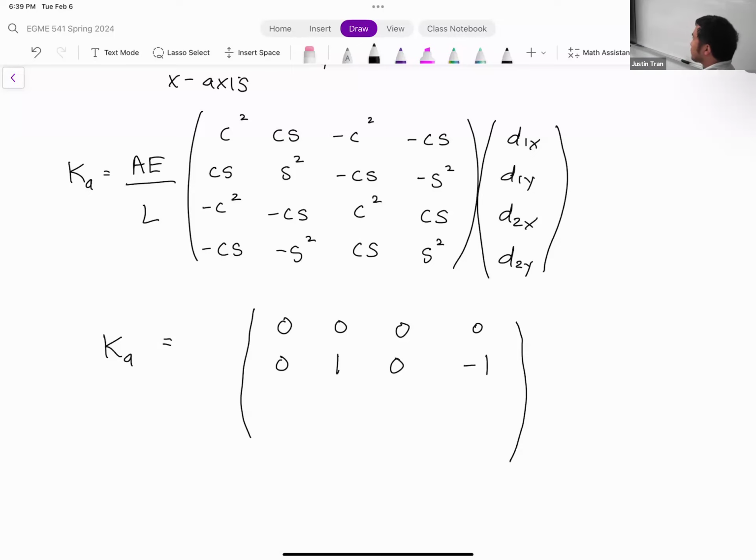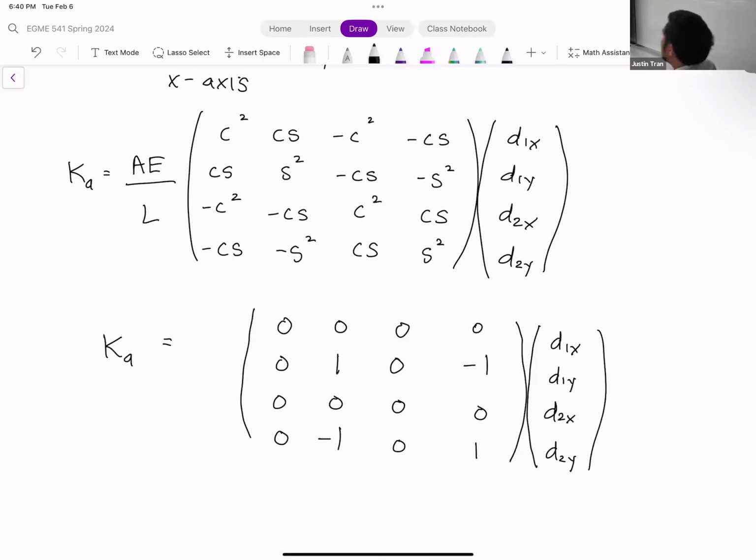The next row in the matrix, you can see, has everything involving cosine, so we know everything in this row is going to be 0: minus cosine squared, minus cosine sine, cosine squared, cosine sine. Everything involves cosine. Then we come to the last row in the matrix. Minus cosine sine is 0, minus sine squared is minus 1, cosine squared is 0, and then sine squared is 1. And then we have d1x, d1y, d2x, d2y.